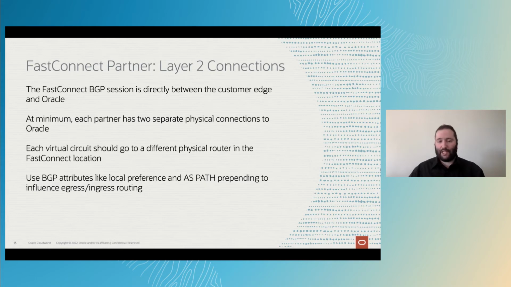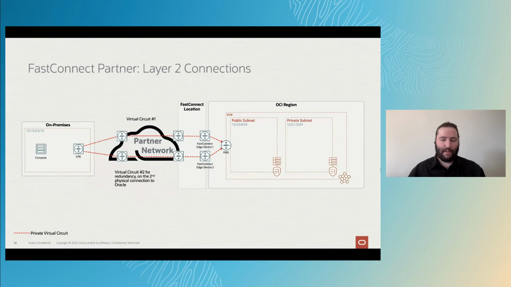In this case, as I talked about earlier, each partner is going to be mandated to build that redundancy. So we'll have the option of multiple cross connects when we provision those virtual circuits within the partner portal. And each virtual circuit should terminate on a different cross connect so that it goes to a different FastConnect edge device, ensuring that level of redundancy. We're also going to use our BGP attributes like local preference and AS path prepending to influence our ingress and egress route preferences. So this is what this looks like in a diagram form.